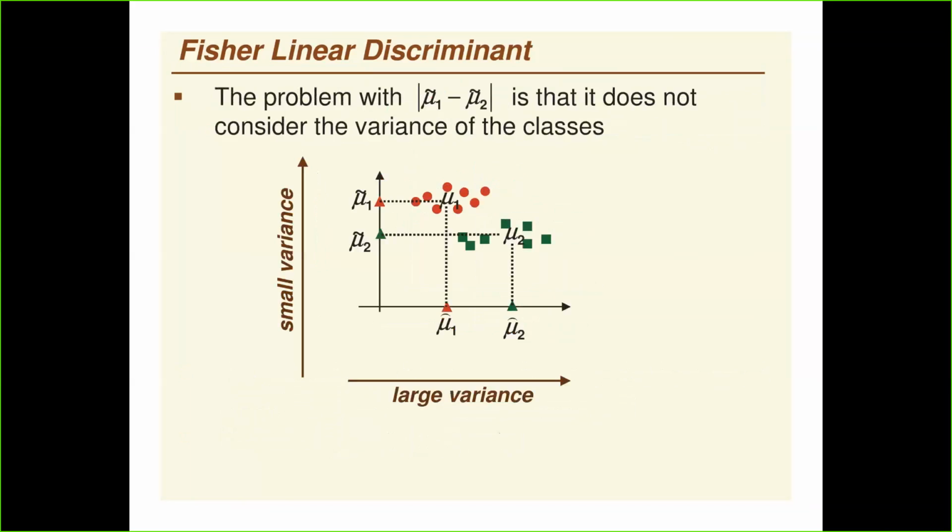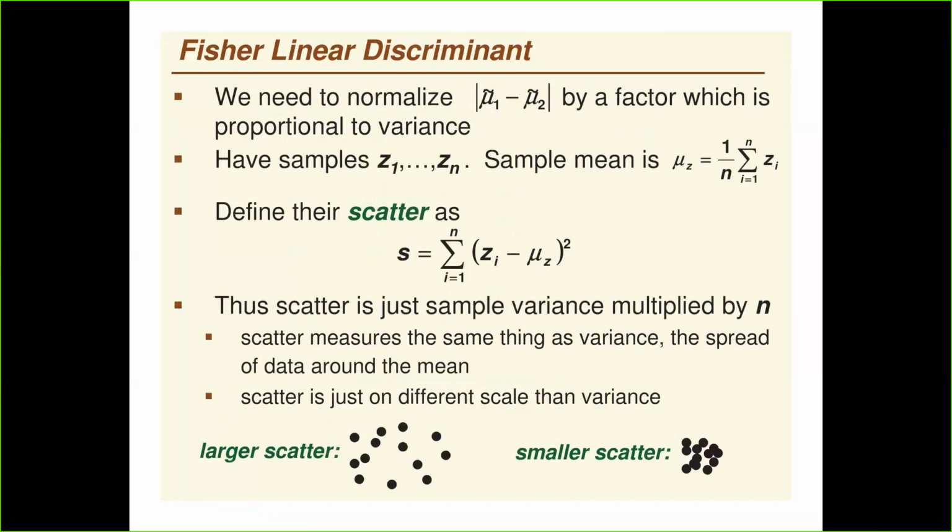The problem with mu1 bar minus mu2 bar alone is that it doesn't consider the variance of the classes. If you see this, in this direction we have the larger variance, and in this direction we have the smaller variance. So we need to normalize mu1 bar minus mu2 bar by a factor which is proportional to this variance. All right. So let us compute the scatter of each and every class separately.